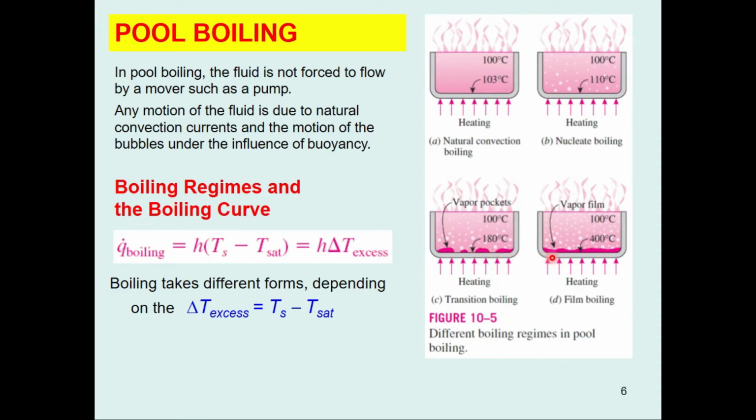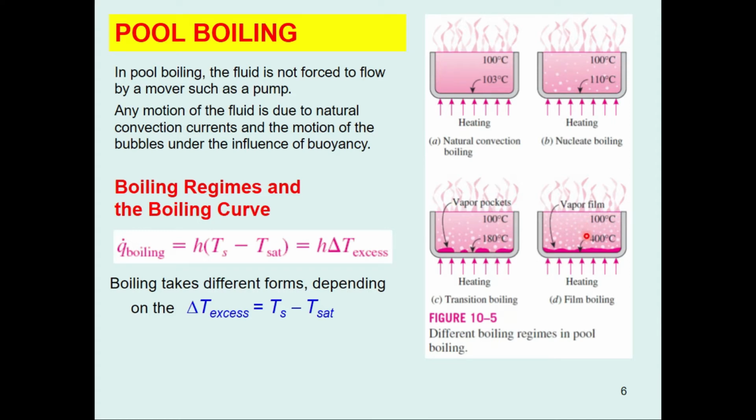The last and fourth type of boiling will be known as film boiling. Why we say that this is film boiling, I will explain in the upcoming slide. But here we just have to observe that the difference between the surface temperature and the saturation temperature is very high. It is in hundreds. Here the difference is 300. So this kind of boiling will be known as film boiling.